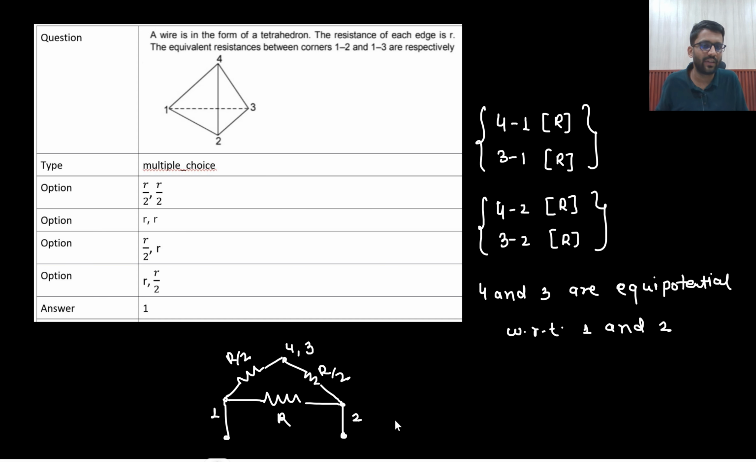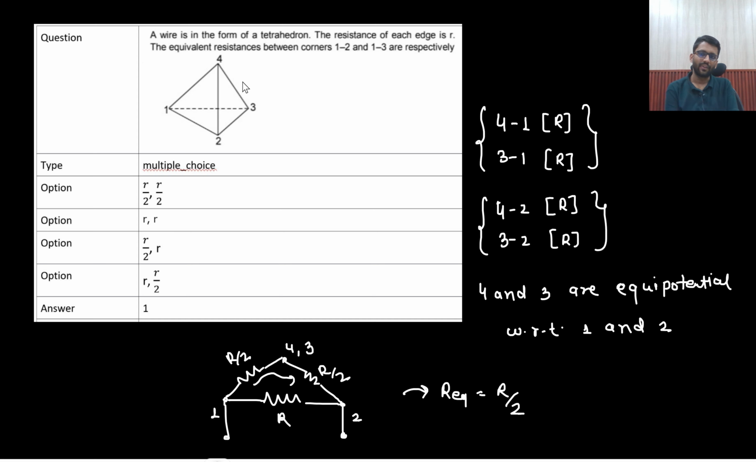So R by 2 will come in series. So this will become R and R parallel will be R by 2. So what would be the equivalent resistance? That would be R by 2. R and R will come in series. This will be in series. R by 2 will be in series. R parallel R will be R by 2. Same goes for the other one.